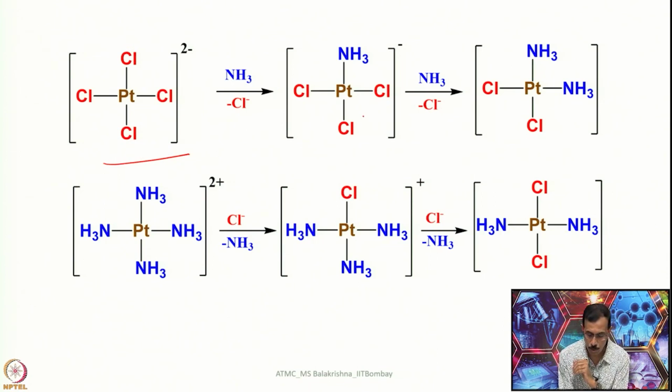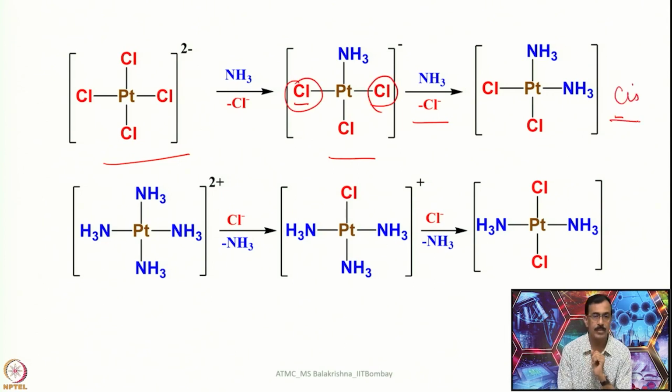Now we have 3 chlorides and 1 ammonia in this one, and next we continue adding another molecule of ammonia, so that replaces another one, and then we get a cis compound here. So that means we are getting a cis compound, either replacing this one or this one, not this one. So we are getting the cis product here.